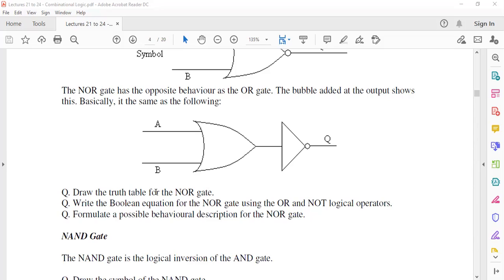Draw the truth table for the NOR gate. So in this case, you have 2 inputs, so you have 4 possible combinations. Remember, for the OR gate, you said at least 1 input should be high for the output to be high. So in this case, you do the same thing, but then you just invert the logical state. Okay, so give it a try.